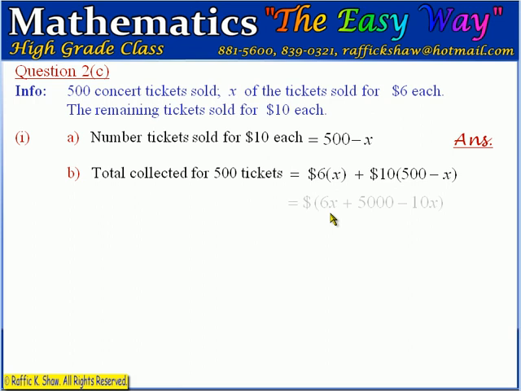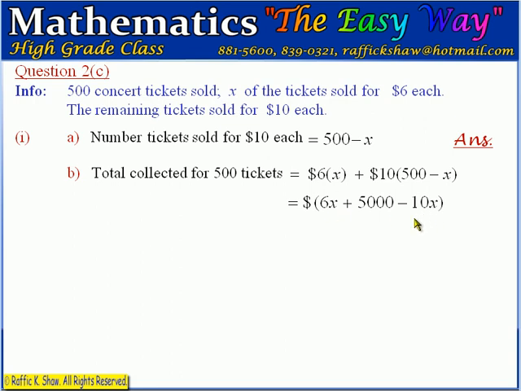And when we do this calculation to reduce it to a simple term, we have 6x dollars, the dollar sign outside. So we have 6x here. 10 multiplied by 500 is 5,000 here. And then 10 multiplied by x is 10x here. We're subtracting that. So it's 10 multiplied by minus x is minus 10x. So that's 5,000. And then we have 6x minus 10x.